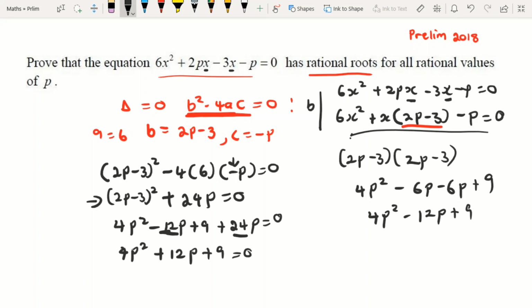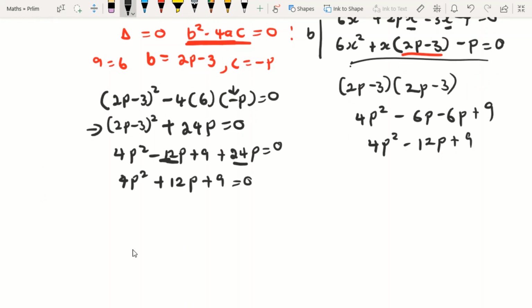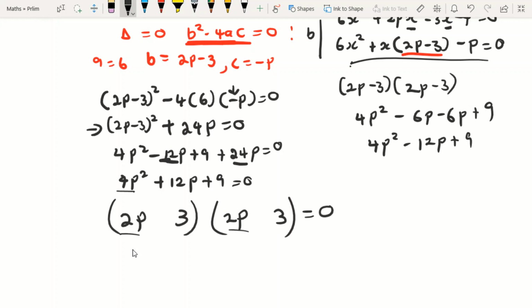And then we have to factorize this, right? So to factorize it, we're going to say 2p and 2p here, and then 3 there and 3 there, right? So that when you multiply this and this, it gives you 4p squared. When you multiply these 2p and this 3, it gives you 6, right?